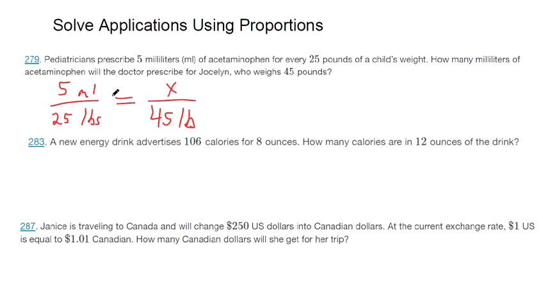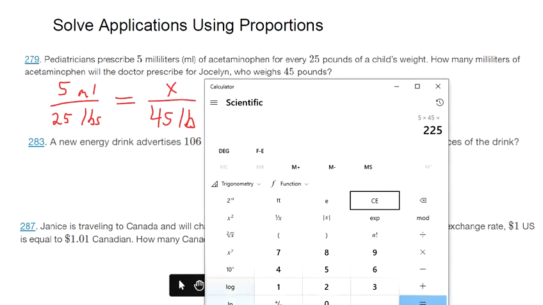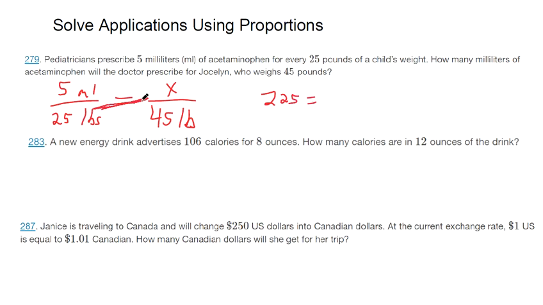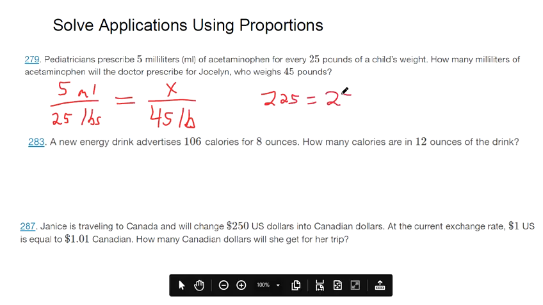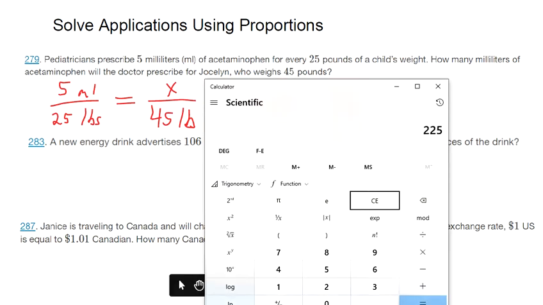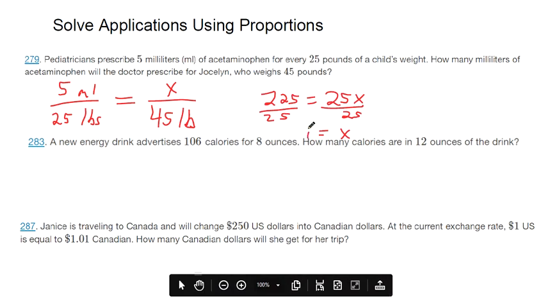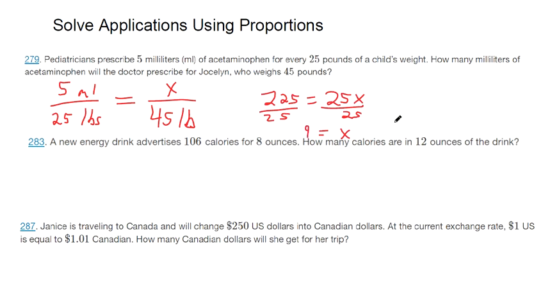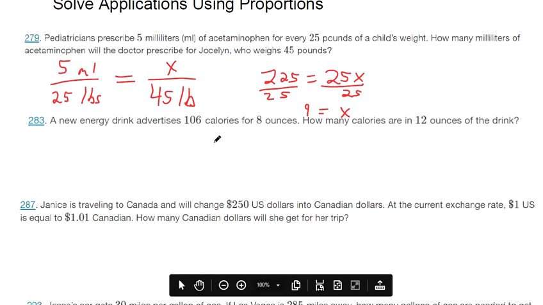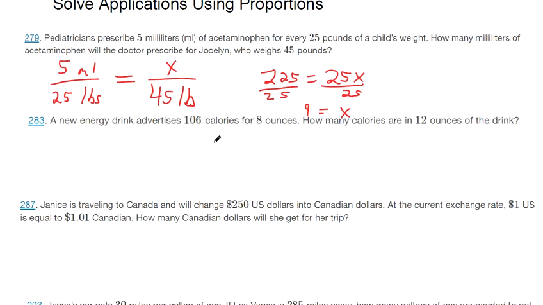And so here's where we can solve by cross multiplying and dividing. We can multiply 5 times 45, which makes 225, and set that equal to 25 times x. And then we want to get x by itself, so divide 25 from both sides. So x is going to be 225 divided by 25. That makes 9. So 9 milliliters. Yeah, so with all these problems, set up a first fraction, label it so you know where to plug everything in with your second fraction.